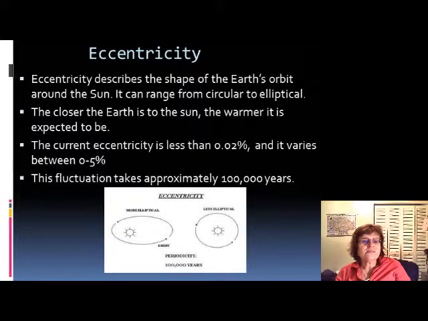And you understand that it does change the amount of solar radiation the Earth gets during the year. Right now, the current eccentricity is less than 0.02%, and as I just told you, it varies between 0 to 5%. So right now we are almost close to a circle.